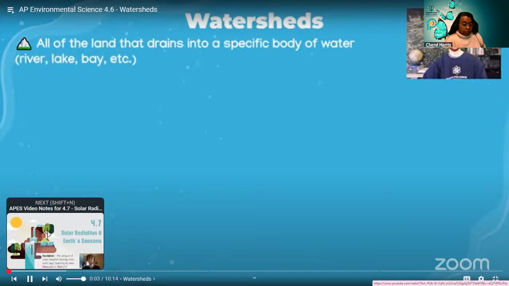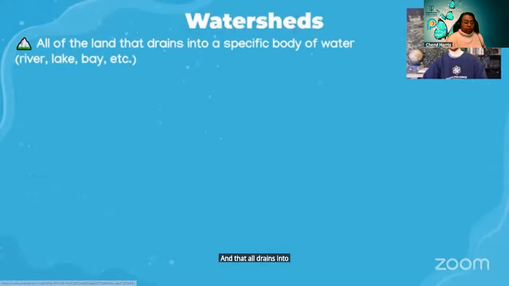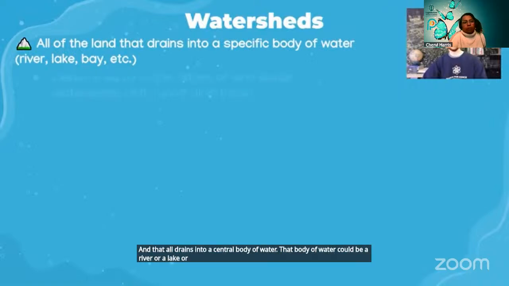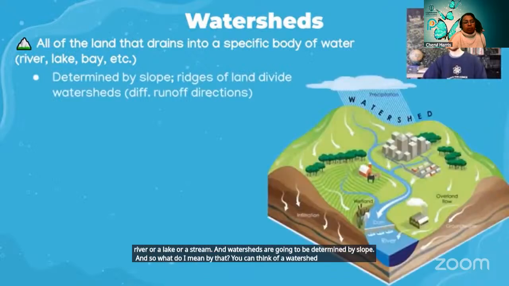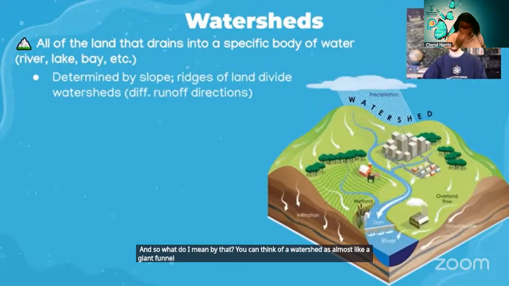Land that all drains into a central body of water. That body of water could be a river, a lake, or a stream. And watersheds are going to be determined by slope. And so what do I mean by that? You can think of a watershed as almost like a giant funnel of land that's all going to drain downward due to the force of gravity pulling runoff towards the central body of water.